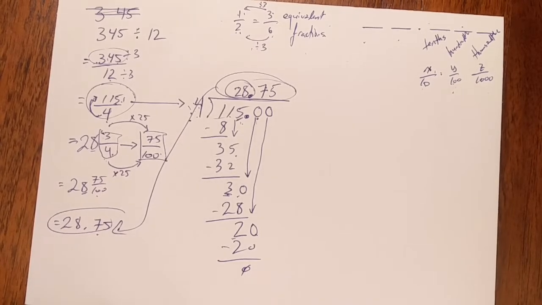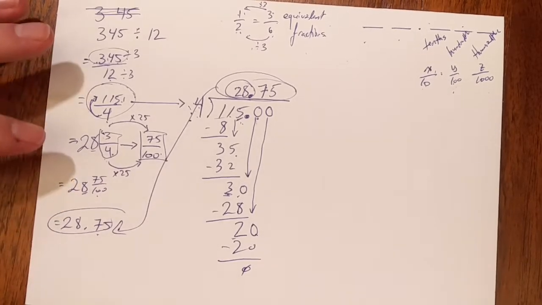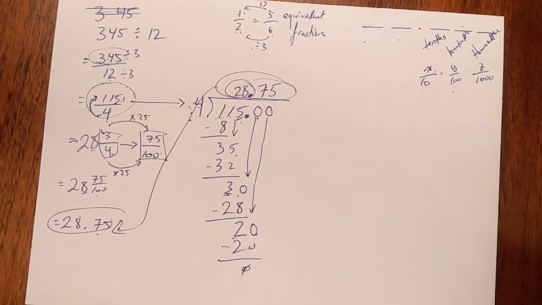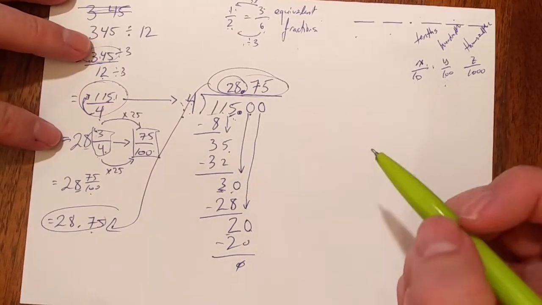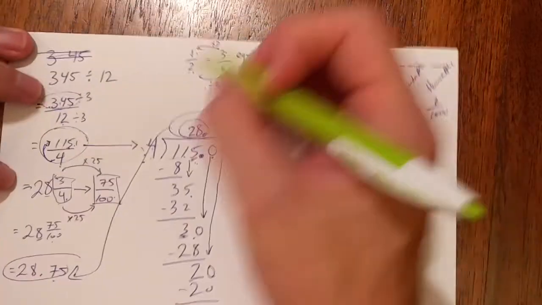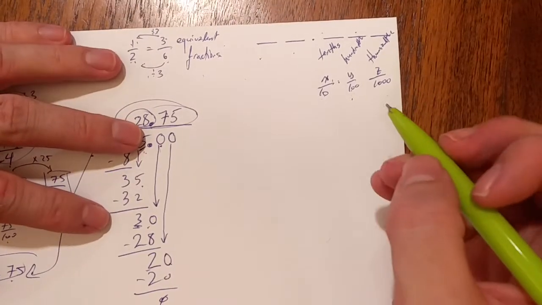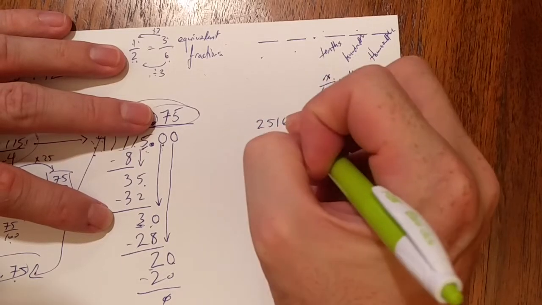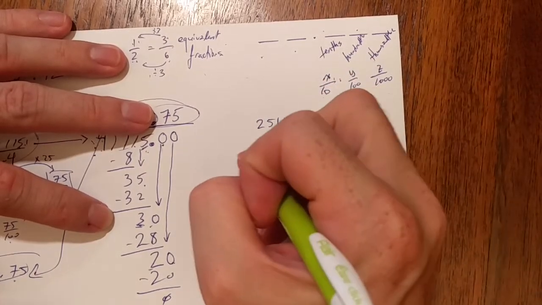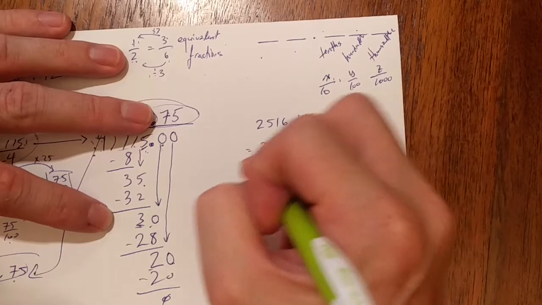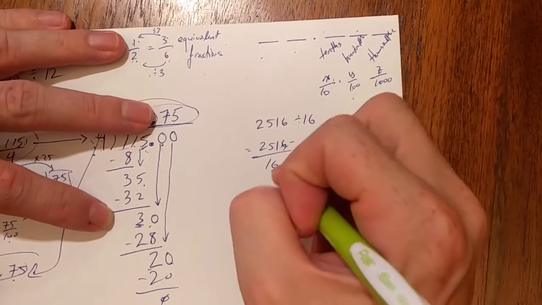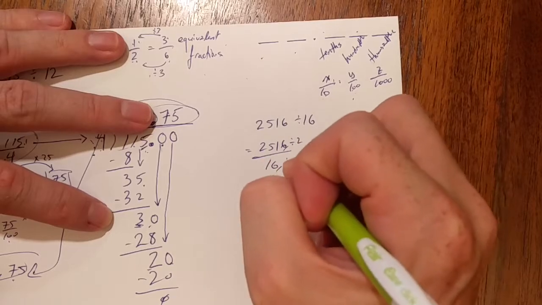This video is going on a little long, so I'll just go through one more example, but instead of talking through it, I'm just going to go through the motions and hopefully you can follow along with us. Here we go. This is also from the homework. You have 2,516 divided by 16. I'm going to rewrite this as 2516 over 16. I know that these are both even numbers, so they can both be divided by 2.